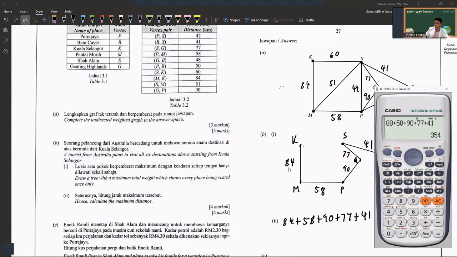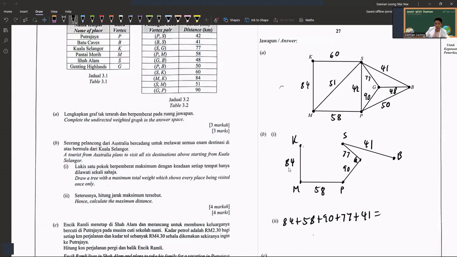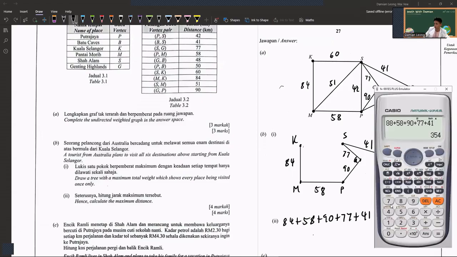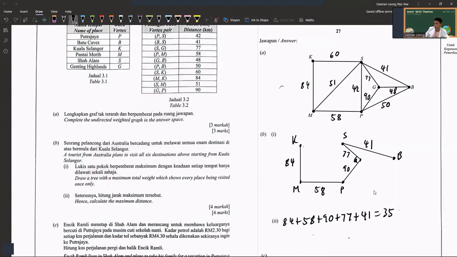Yeah, 354. Okay, sorry, not 88, 84. 350 km. Yeah, so sometimes they may ask for minimum, sometimes like this, they are asking for maximum. So it depends on the question. You have to be very aware what they are looking for.